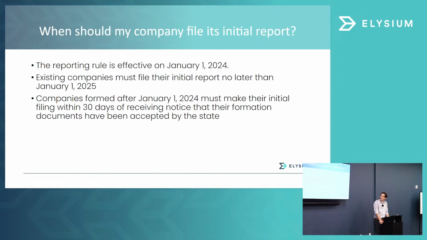So when do I need to start worrying about this? The reporting rule starts on January 1st, 2024, meaning businesses have to start making this report at the start of next year. Existing companies, any company that exists before January 1st, has the full year to make the filing, so as long as they do it by no later than January 1st, they'll be considered in compliance. But companies that are formed after the 1st have 30 days to make the filing.